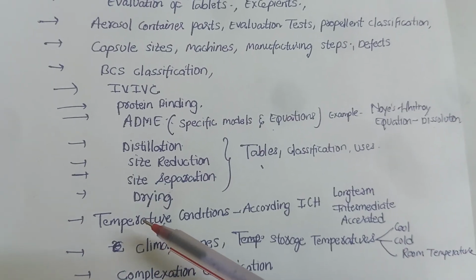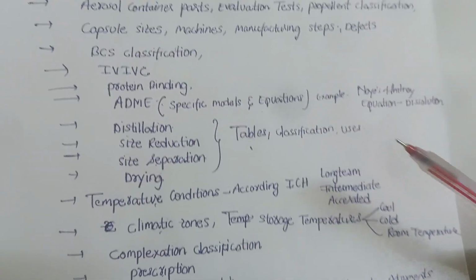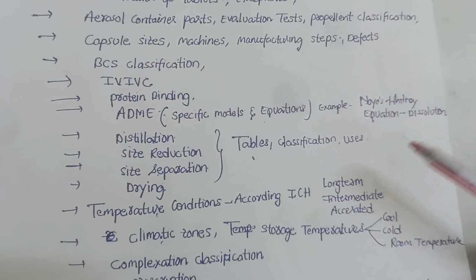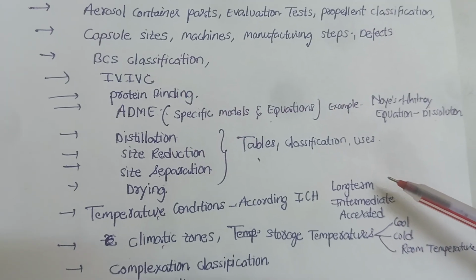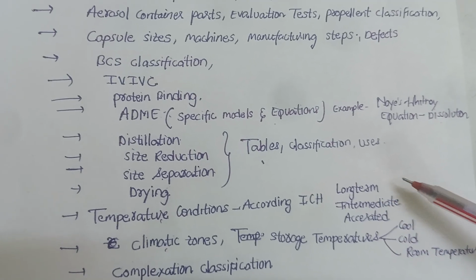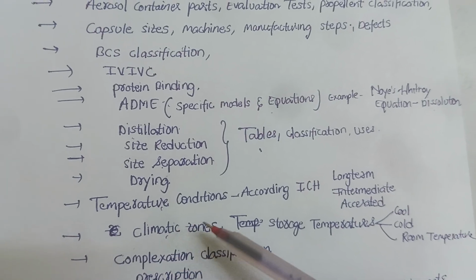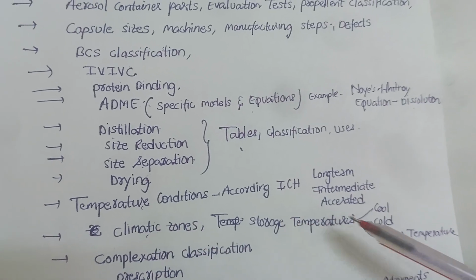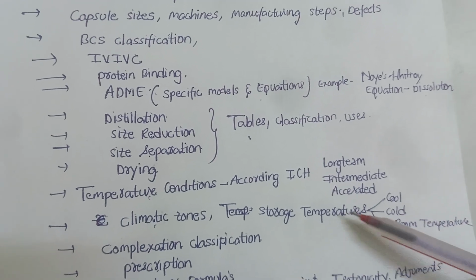And again we have the temperature conditions. According to ICH, we have different storage conditions of long-term storage, the stability conditions, long-term stability, intermediate stability, accelerated stability. So ICH mentioned some stability periods about these things. Study these things. And the climatic zones, the different climatic zones, and the storage temperatures, the cool temperature, cold temperature, room temperature. So study these things.